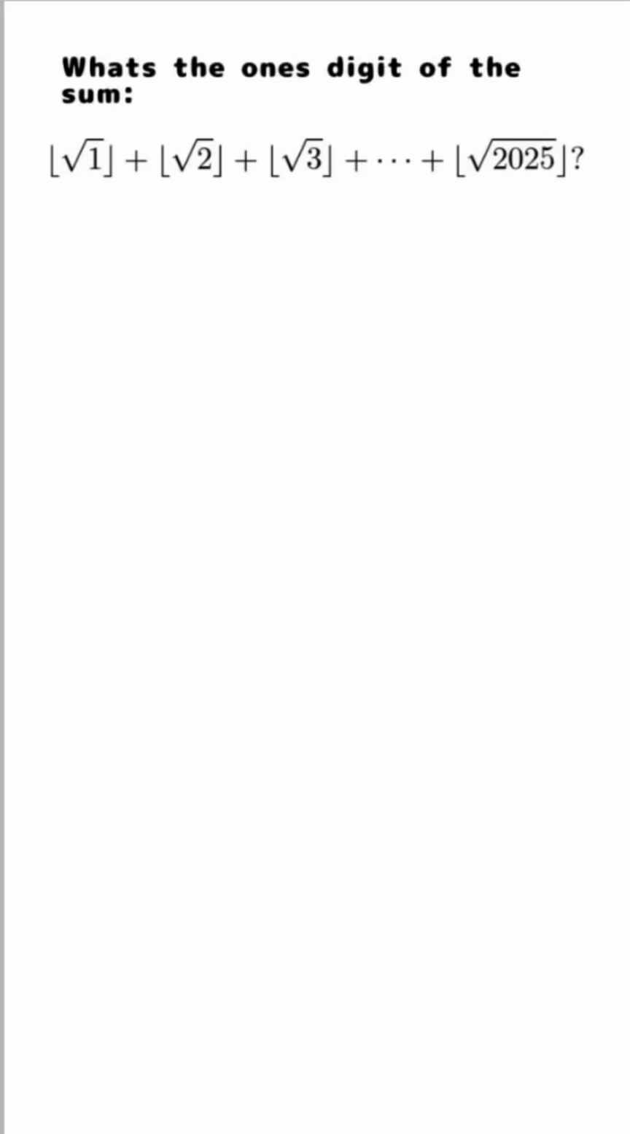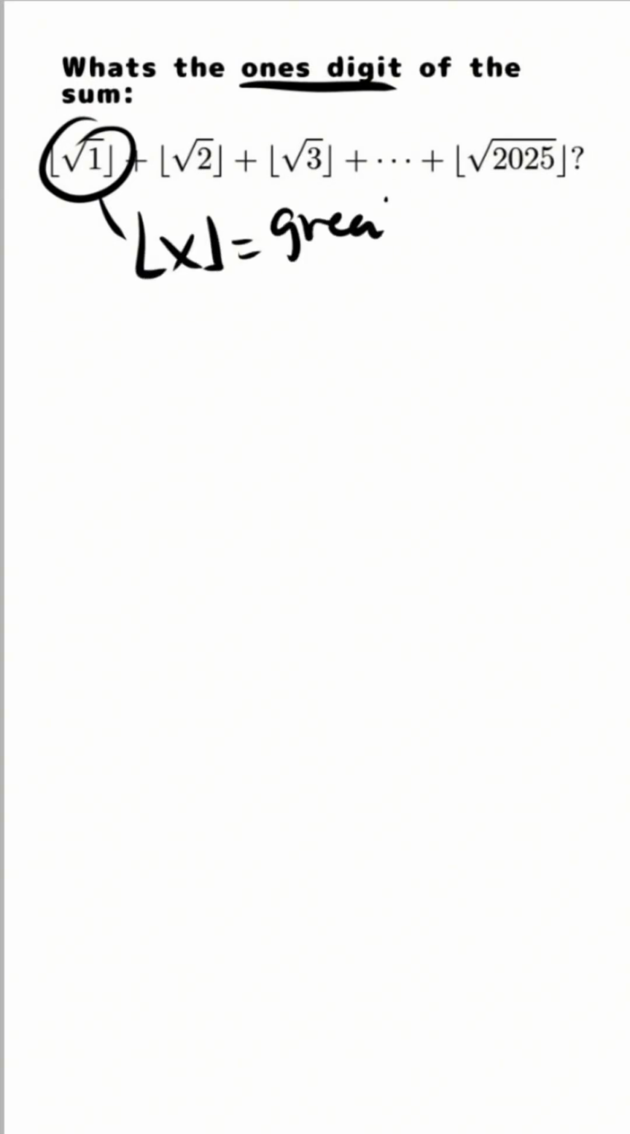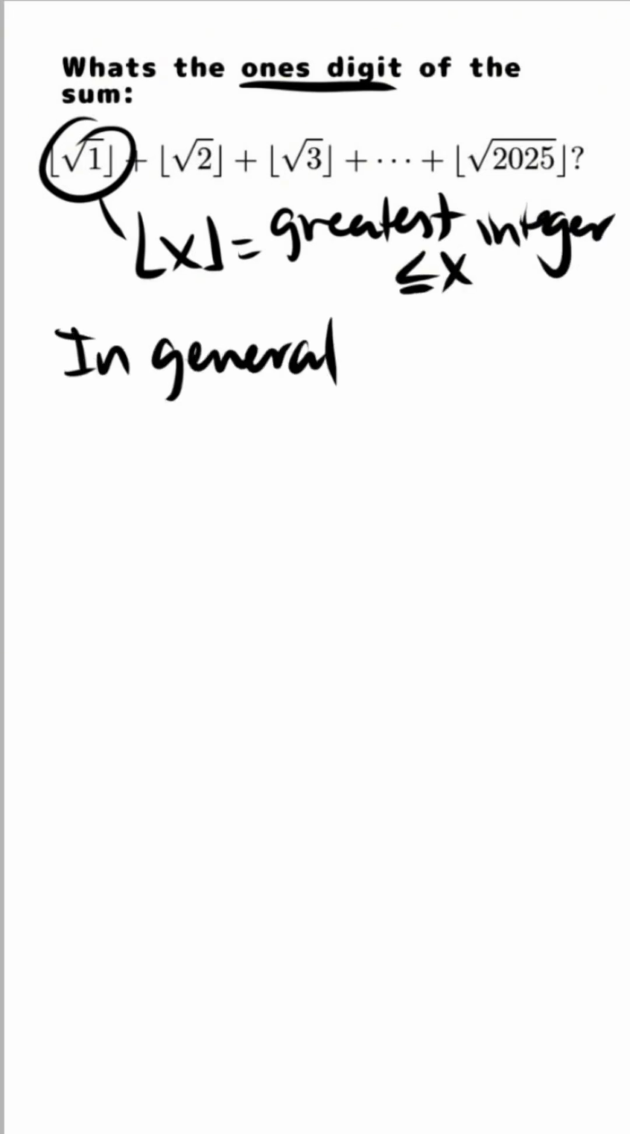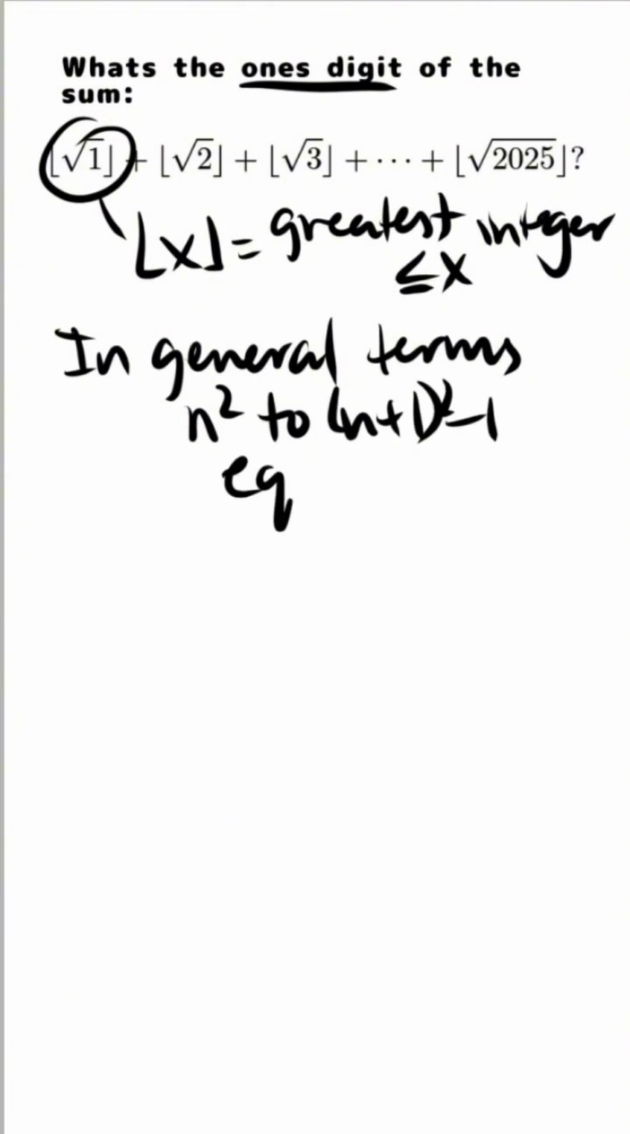Problem 18. What is the ones digit of the sum floor square root 1 plus floor square root 2 plus floor square root 3 all the way up to floor square root 2025? So floor x is the greatest integer less than or equal to x. Writing out some terms of the expression, we find that in general terms n squared to n plus 1 squared minus 1 equal the square root of n where n is a square number.